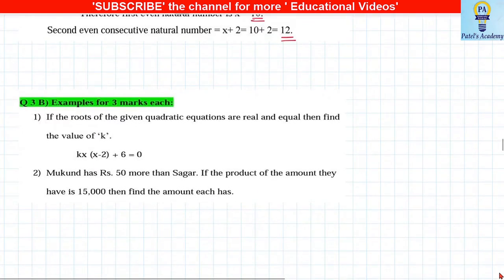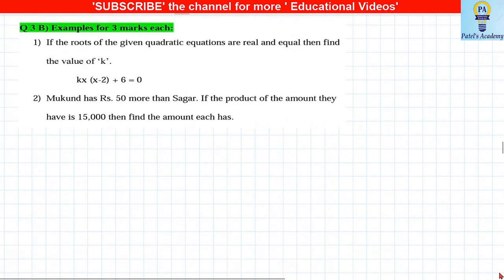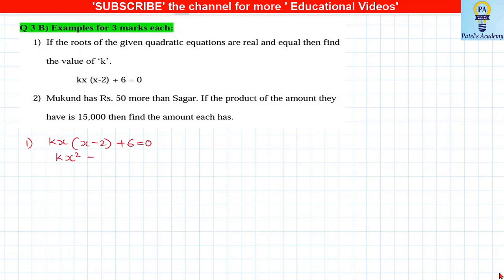Now let's start with question number 3b. If the roots of the given quadratic equation are real and equal, you have to find the value of k. The equation is kx(x minus 2) plus 6 equal to 0. Let us open the bracket: kx square minus 2kx plus 6 equal to 0.